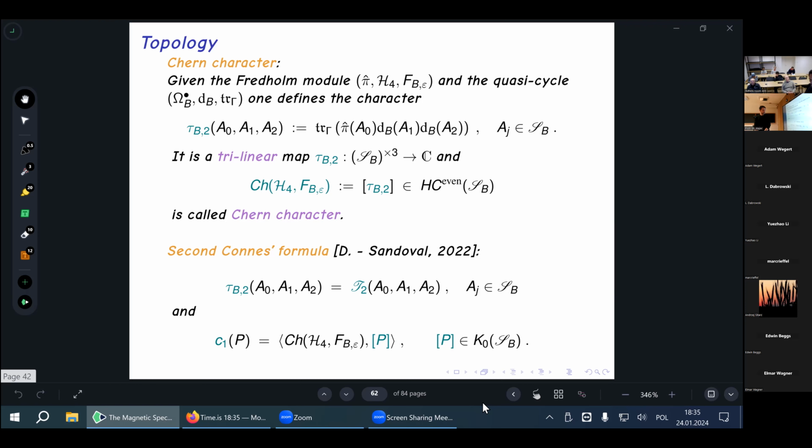Now, if I compute this, I have this character. If I pair this character with a projection, I obtain really the Chern class of my magnetic projection. In some sense, all the non-commutative interpretation of the quantum Hall effect is recovered by this spectral triple.